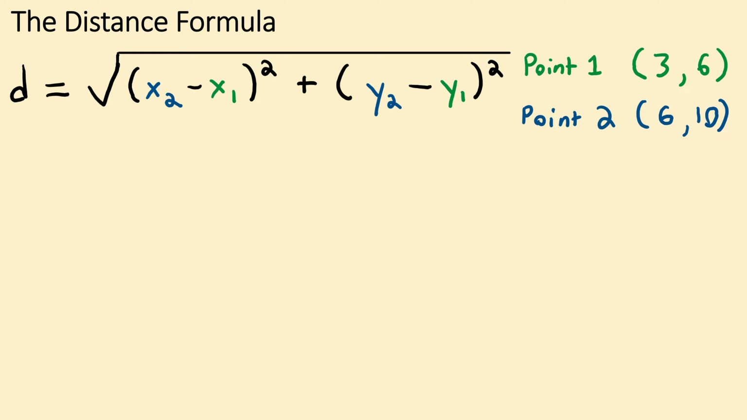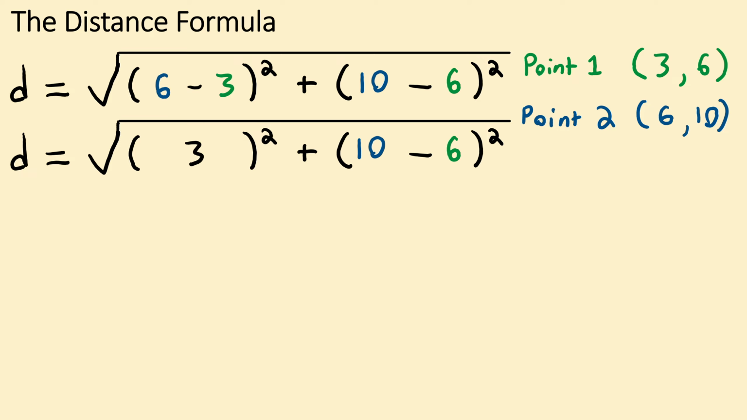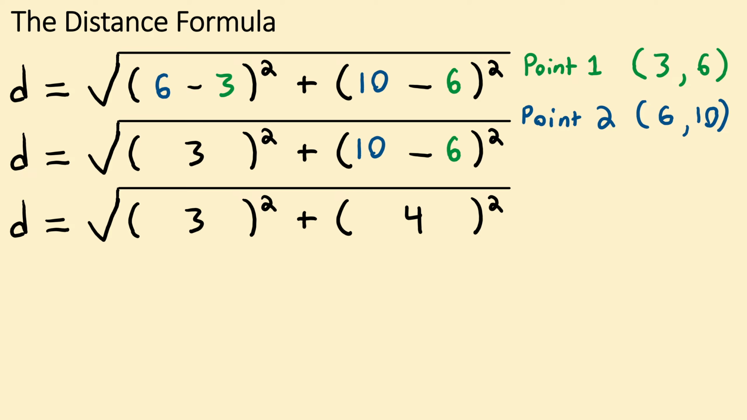In this example, our point 1 is (3, 6), and our point 2 is (6, 10). Let's begin by plugging in our values. Our x2 is 6, our x1 is 3, our y2 is 10, and our y1 is 6. Now let's solve. We start with our parentheses. 6 minus 3 is 3. 10 minus 6 is 4.